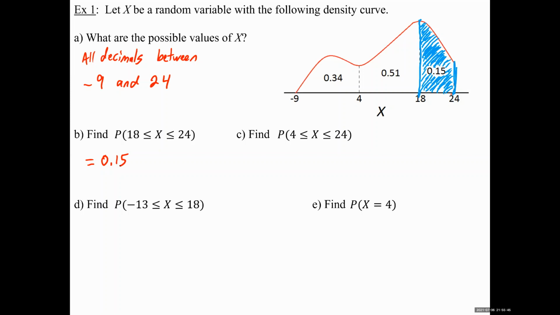Okay, so you just have to go, okay, let's look at the picture. Let's find the area we have to find. If you're trying to find a probability, you got to find an area. And in this problem, I'm giving you the area. You just have to go, oh, there it is, 0.15.